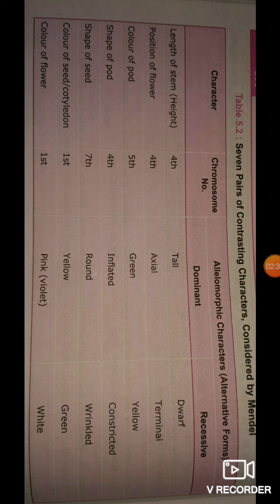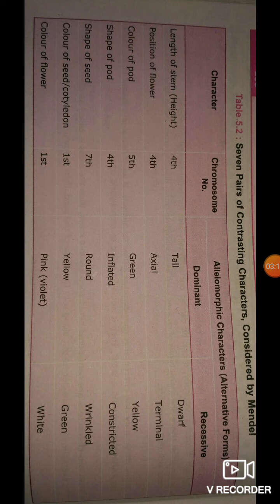For length of stem or height, the chromosome number is fourth, and allelomorphic characters, that means alternative forms, are dominant and recessive. Length of stem, fourth chromosome, dominant character is tall and recessive is dwarf. Position of flower, chromosome number is fourth. Flower dominant is axial position and recessive is terminal.